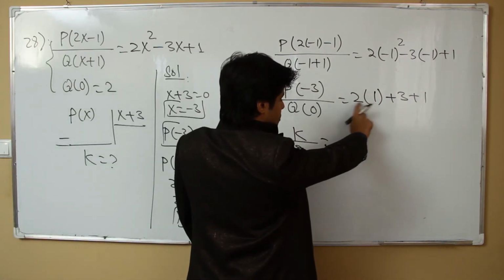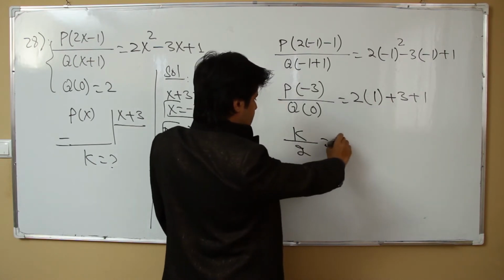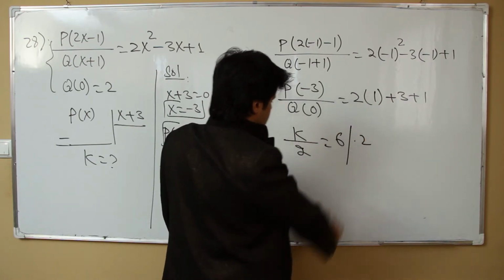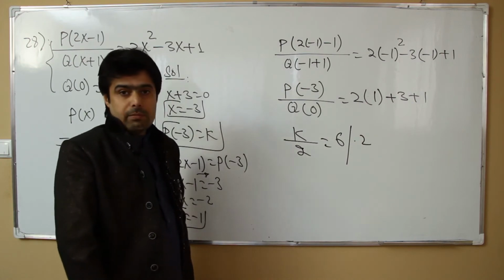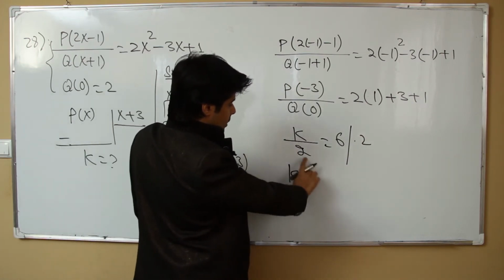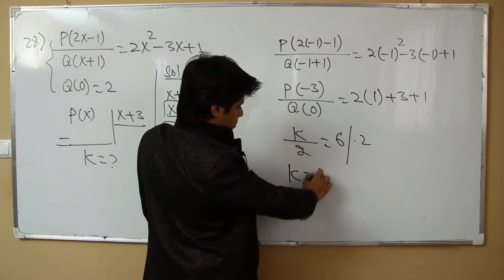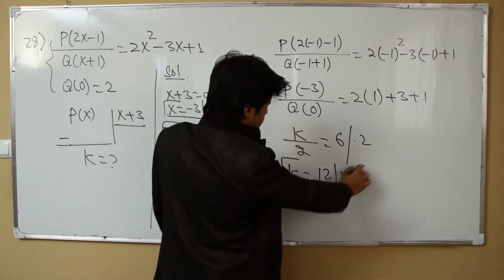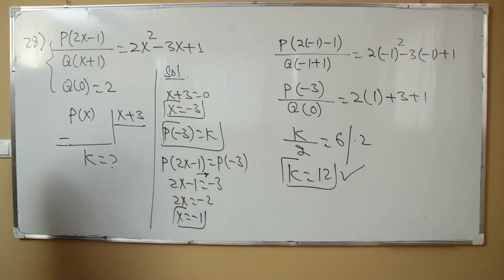2 with 1, 2 times 1 is 2. 2 with 3, 5, 6. Now on both sides you have to multiply by 2. So you will have k equals 2 times 6, it's 12. This is the correct option.